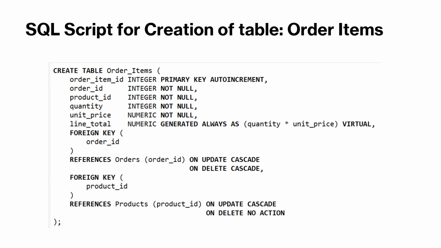So here is the SQL script for creation of the table order items. We have order items ID as the primary key, and line total is generated by multiplying quantity by unit price, and it is kept virtual so that whenever the command is given, this line total attribute is generated. So we have foreign keys as order ID and product ID.